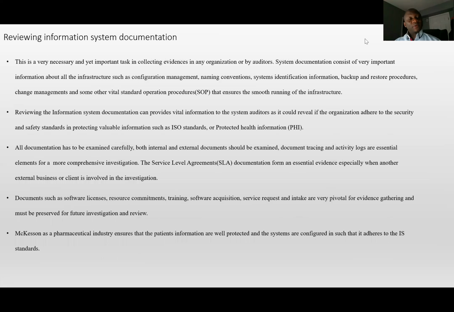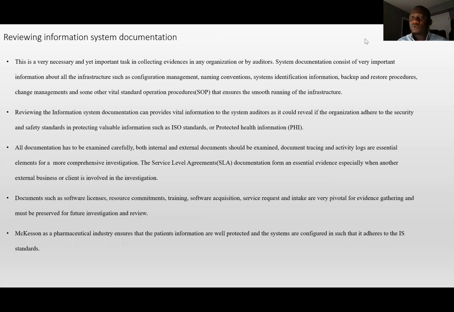So another technique is to review information system documentation. Documentation is very critical in every IS operation. Everything that happens, every activity, from logging in, system configuration, backup procedures, change management, the standard operating procedures, which is the SOPs. Those are system documentation that we use to gather as evidence in case an attack happens.